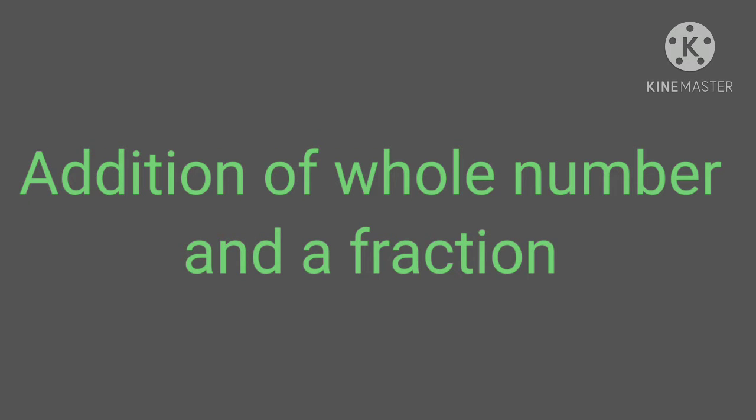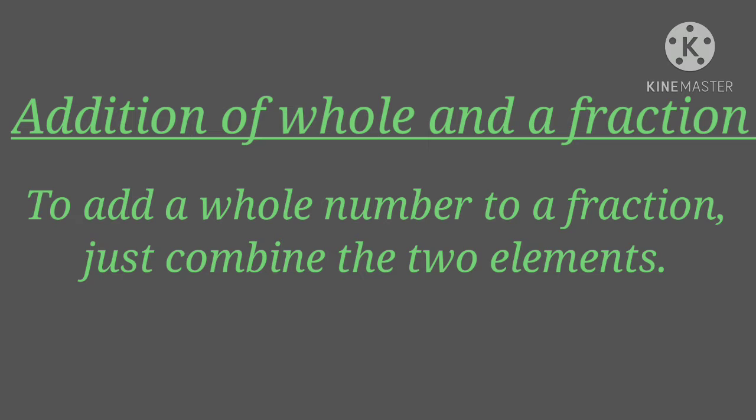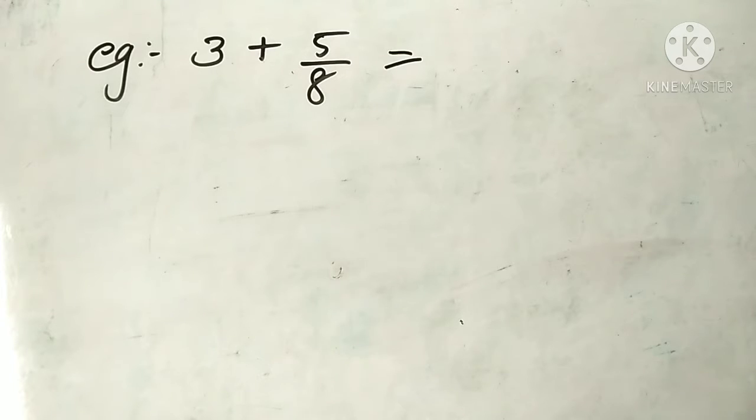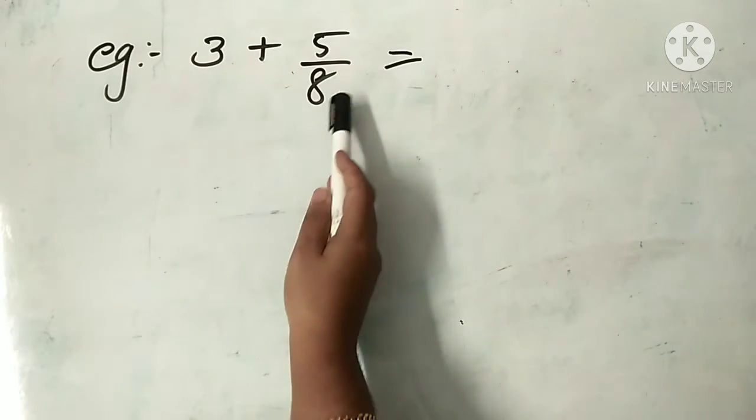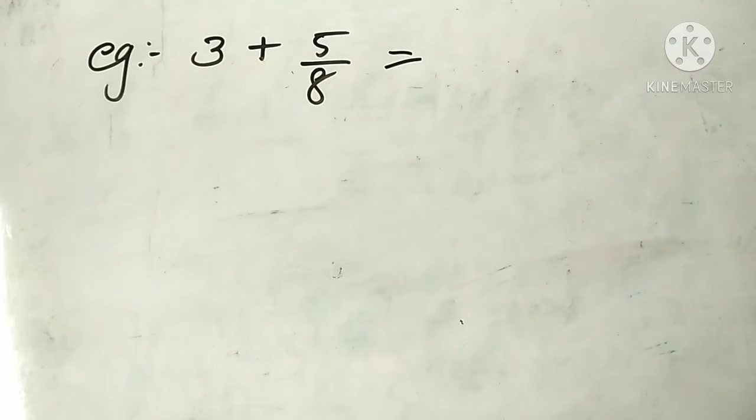Next topic, addition of whole number and a fraction. To add a whole number to a fraction, just combine the two elements. Example, 3 plus 5 by 8. Here 3 is a whole number and 5 by 8 is a fraction. When it comes like this, we just need to combine these two elements.